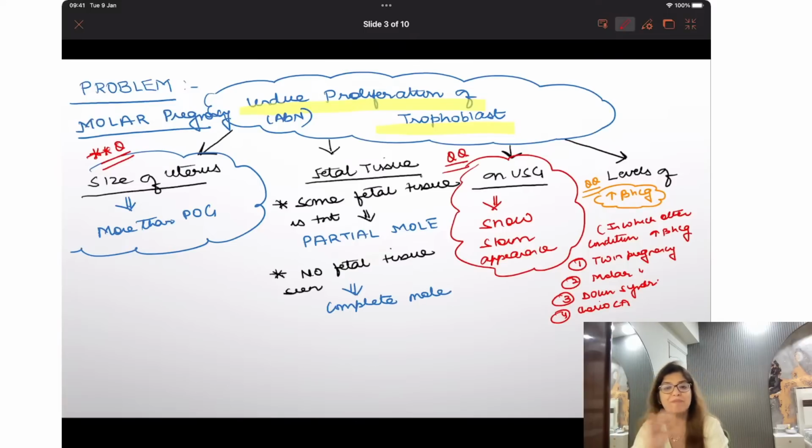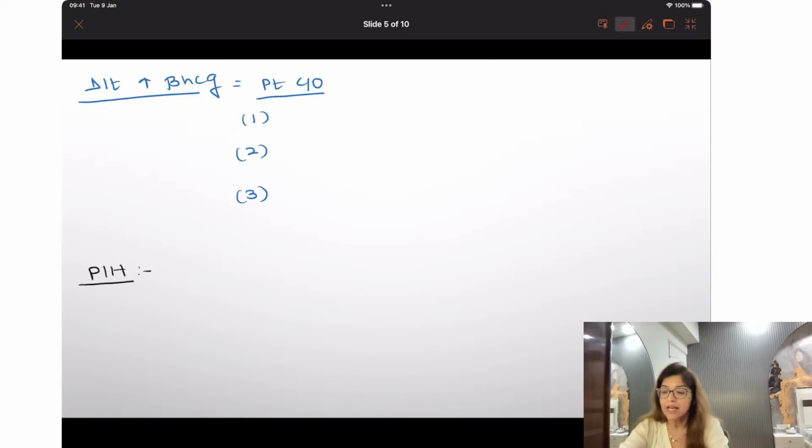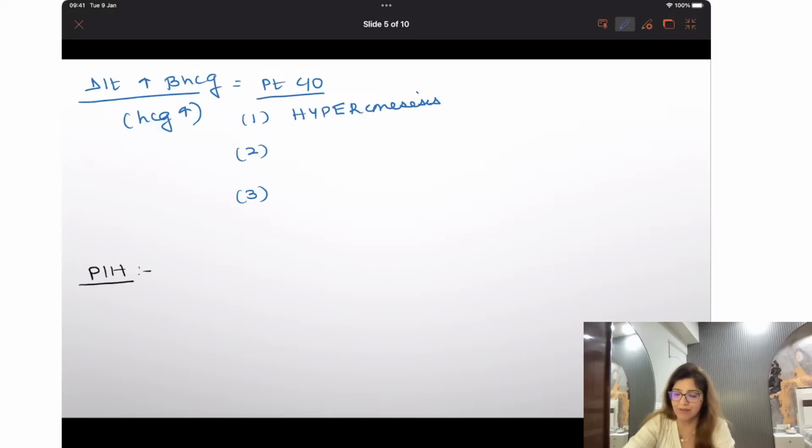Now understand, we were coming back to molar pregnancy. So molar pregnancy में because of undue proliferation of trophoblast, the size of the uterus is more than the period of gestation. On ultrasound, you get a snowstorm appearance and levels of Beta-HCG are high, right? Now because Beta-HCG levels are high, in other words, HCG levels are high, so patient complains of hyperemesis gravidarum. There will be excessive nausea and vomiting because HCG is the hormone responsible for morning sickness, right?